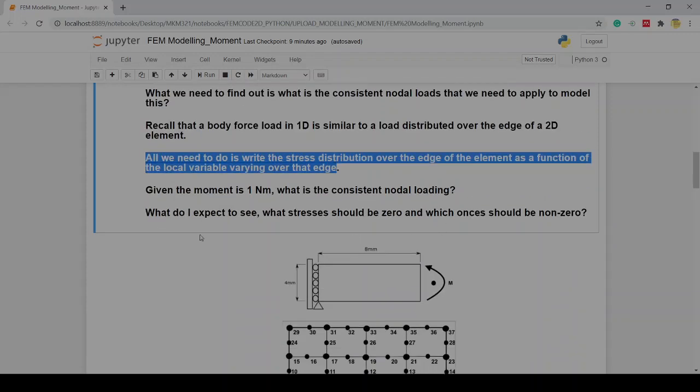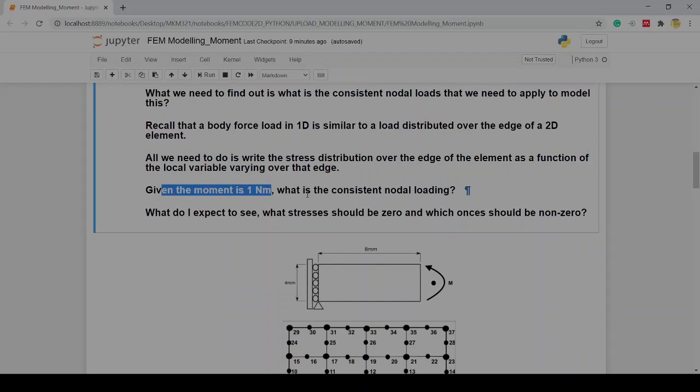So the question is, given a moment of 1 Newton meter, what is the consistent nodal loading? That's the question that we have. I'm going to first show you how to do it inconsistently. That's the first one we're going to look at, and then after that we're going to see how we do it consistently.